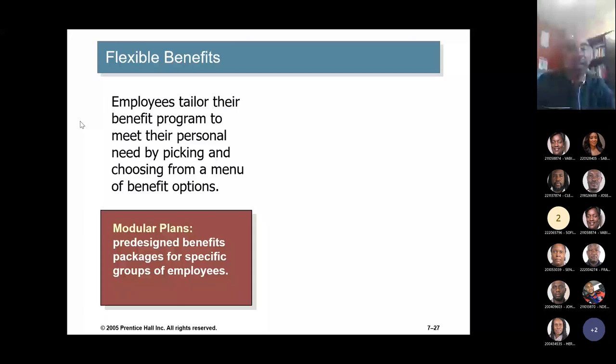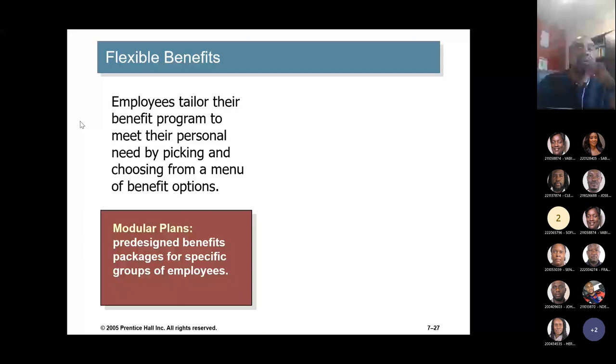Employees tailor their benefit program to meet their personal needs by picking and choosing from a menu of benefit options. For instance, we have what they call a modular plan, which is a pre-designed benefit package for a specific group of employees. Different employees have different benefit plans that can actually satisfy or motivate them.